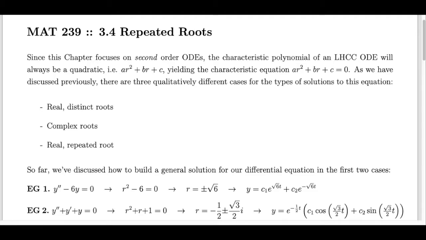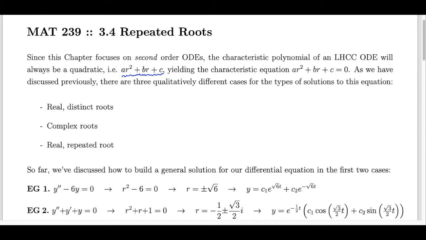Section 3.4. In this chapter, we've limited our focus to second order ODEs. Actually, much more specific than that. Second order LHCC ODEs. Given this type of focus, we know that the characteristic polynomial of any ODE of this type will be a quadratic, something like a r squared plus br plus c. As we've pointed out a few times, there are three distinct cases when it comes to the types of solutions a quadratic equation can have.